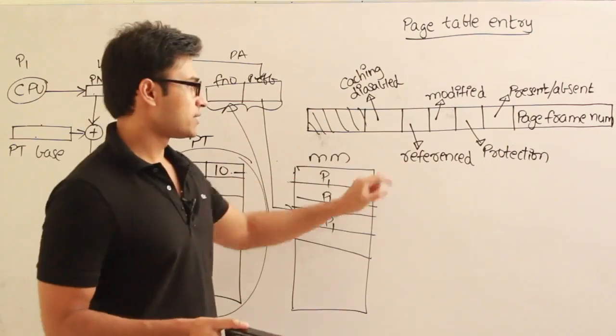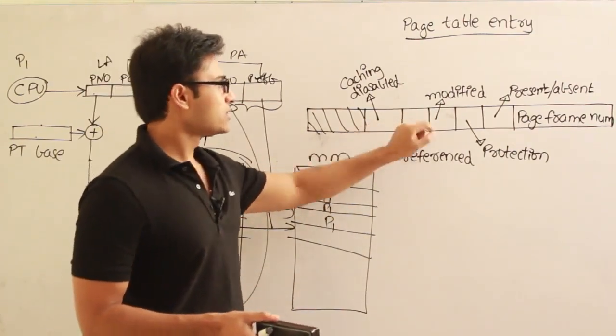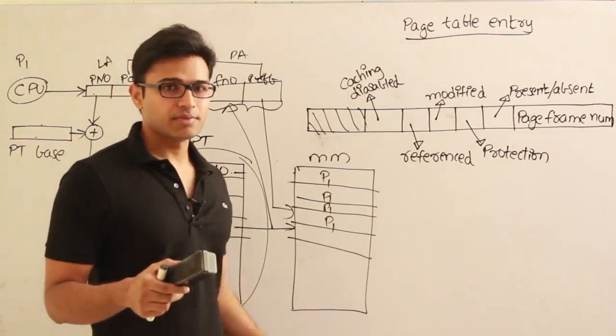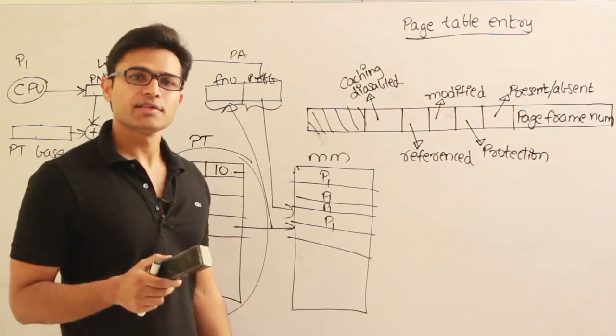And the next one is referenced. This is a reference bit. See, these are all bits, okay? The reference bit will say whether this page has been referred to. Why this is useful, I'll tell you later when we cover page replacement algorithms.